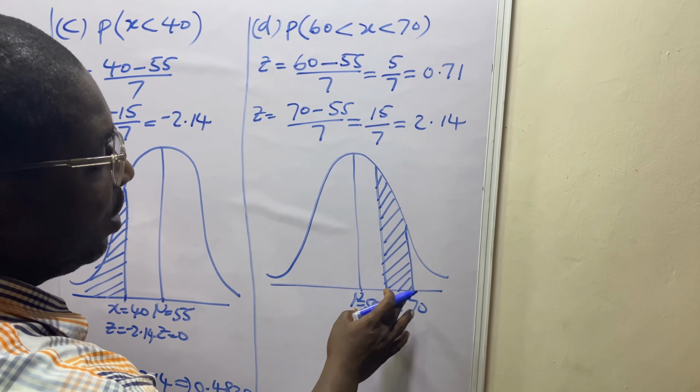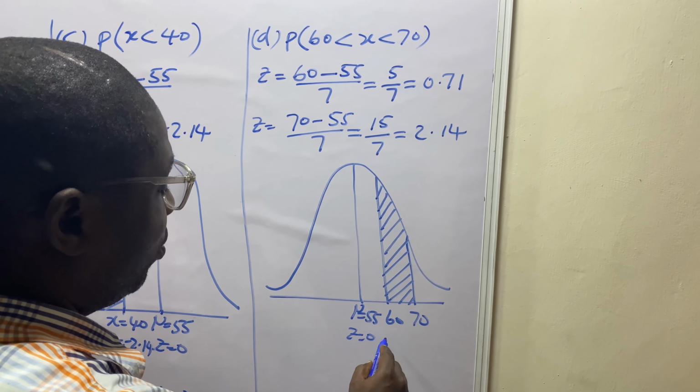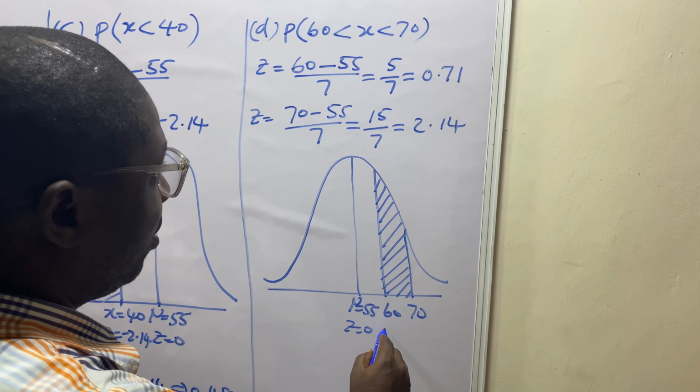So what do we do with these values? At z is 0, here is 0.71, and here is 2.14. What we're going to do with these values is that since both of them are on the same side of the normal curve, we're going to deduct the smaller from the bigger one, because what we'll find from here to here, and from this midpoint to this one, and then we'll find the difference so that we can know the probability of selecting between 60 and 70.